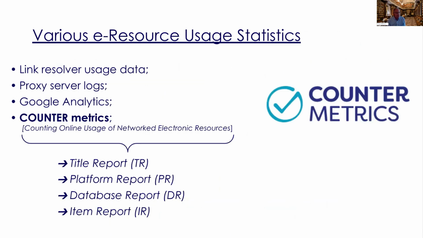And there are a number of different sources for usage statistics. Librarians are often using link resolver logs, proxy server logs, Google Analytics. But the foundation, I think, is the COUNTER metrics. COUNTER is an acronym for Counting Online Usage of Networked Electronic Resources. And for those of you that want to find more information about Project COUNTER and the Code of Practice, I strongly encourage you to visit their website.